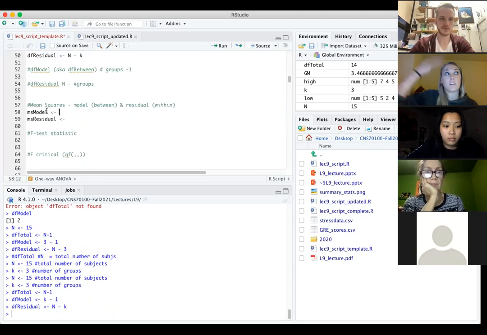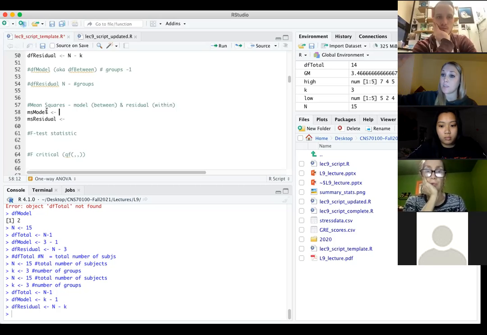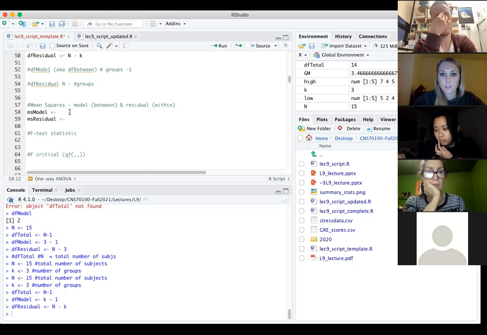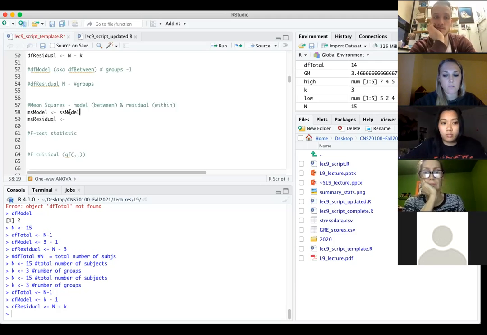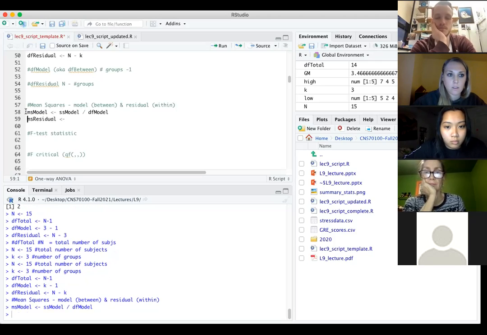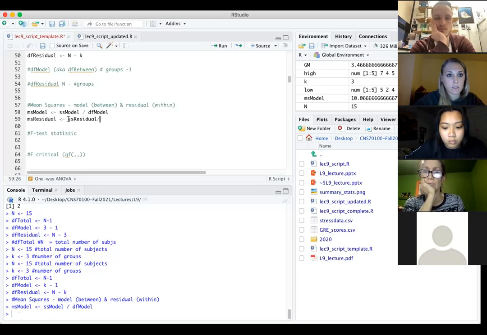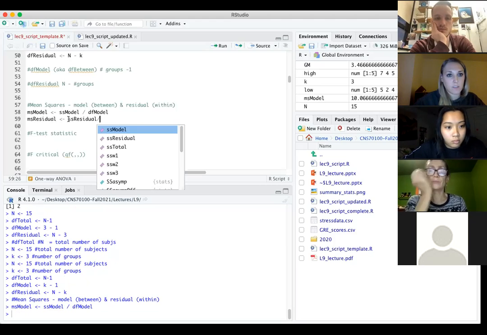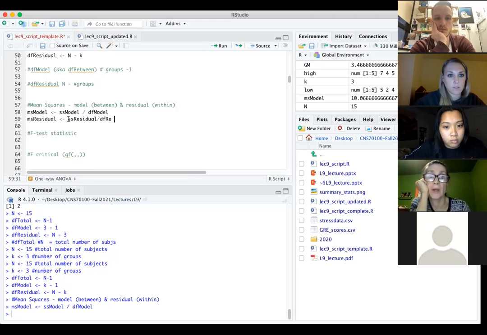So of our table, we have the sums of squares column filled out. We have the degrees of freedom column filled out. Now we're going to the mean square column. Yes, divide by the degrees of freedom. So we're going to take sums of squares model divided by DF model, and then we're going to do the exact same thing here: sums of squares residual divided by DF residual.